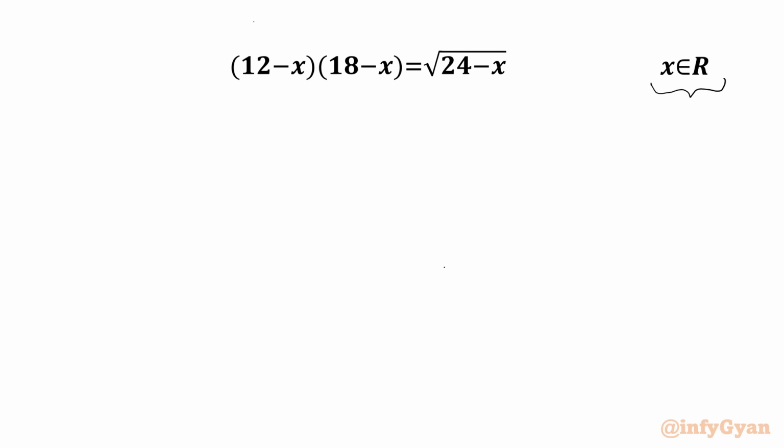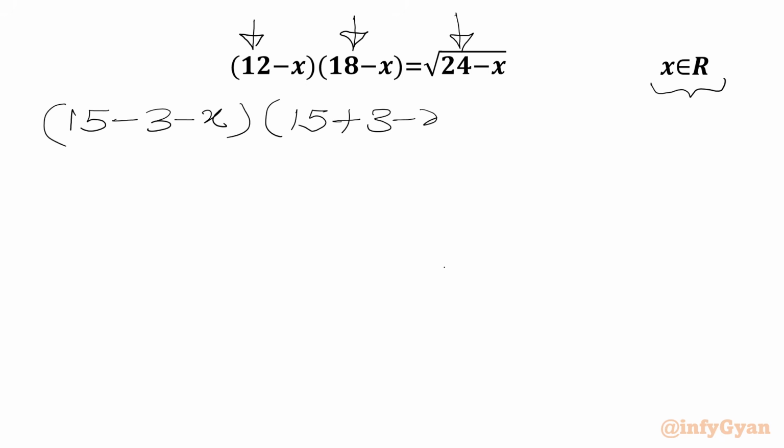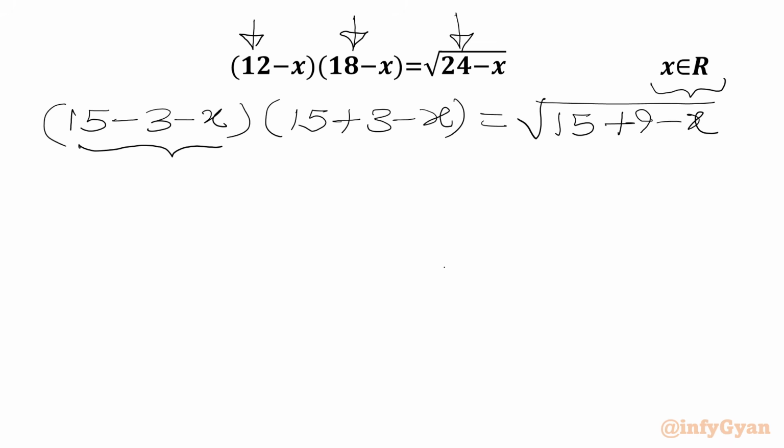So let's get started. We have three numbers here, 12, 18 and 24. 12 can be written as 15 minus 3. Then we have minus x times 18, which we will write as 15 plus 3. We have minus x equal to the square root of 24, which we will write as 15 plus 9 minus x. Now we can take minus 1 common from this bracket, minus 1 common from this bracket.